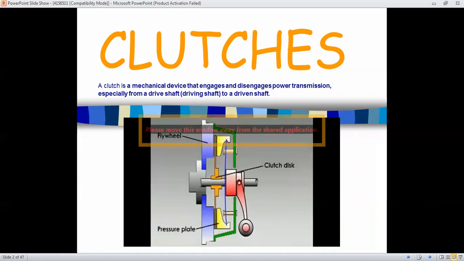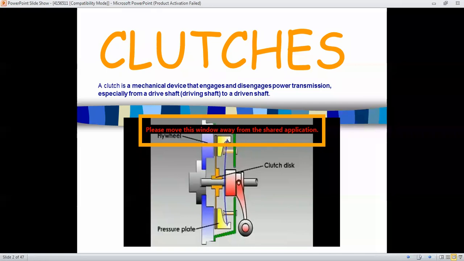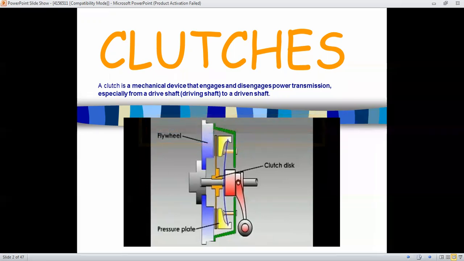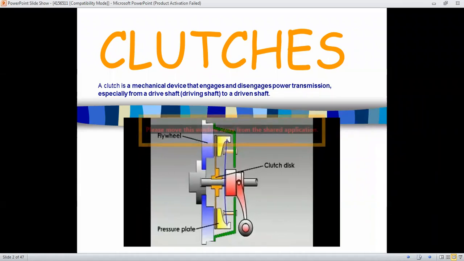In any vehicle, in the initial position, the clutch is already engaged from the driven system to the drive system. When we start a vehicle like a two-wheeler, first we disengage the clutch from the driven system. Once the engine has started, we slowly attach or engage the clutch to the driver shaft.